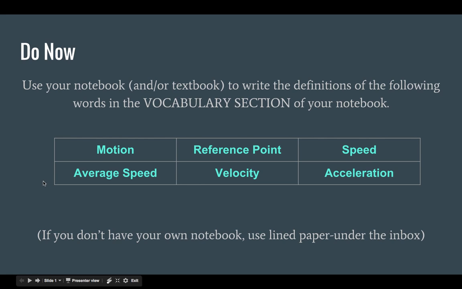If you don't have your notebook, you can use the line paper under the inbox, but everyone should be writing down these 6 words and their definitions. You can go ahead and press pause. I'm going to move forward, but you guys should wait till the rest of the class is ready to go. So please be quiet and do your vocab.